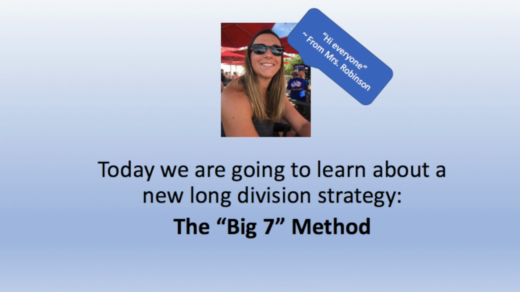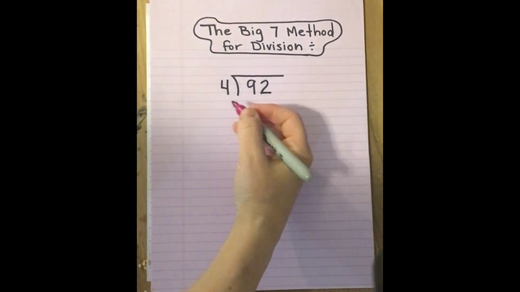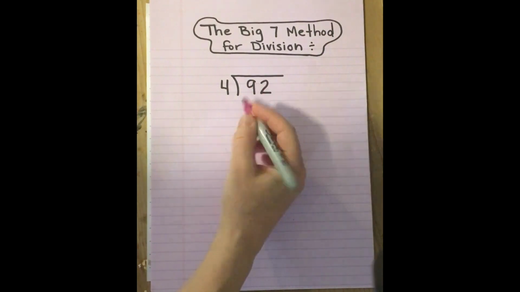Hi everyone, I'm going to show you the Big 7 method for long division. This can be used for any long division problem. It's called the Big 7 because when we draw our bracket, it's going to look like a Big 7. We're going to start with 92 divided by 4.